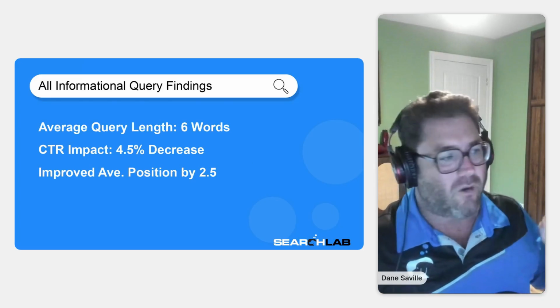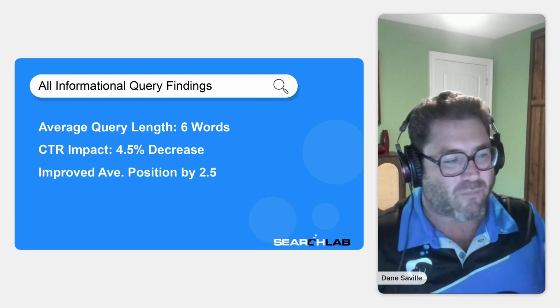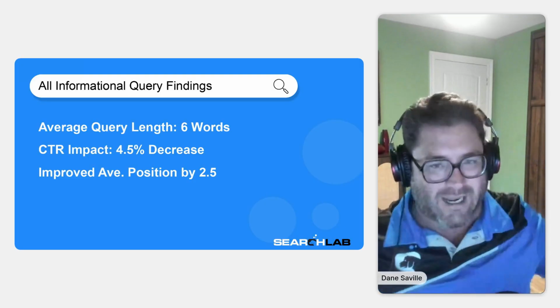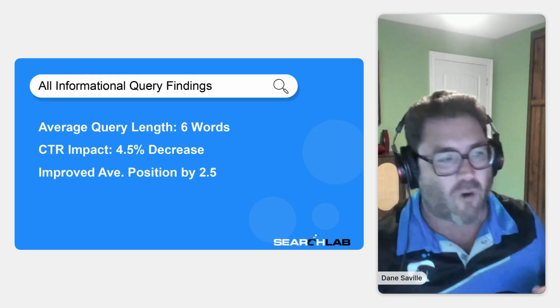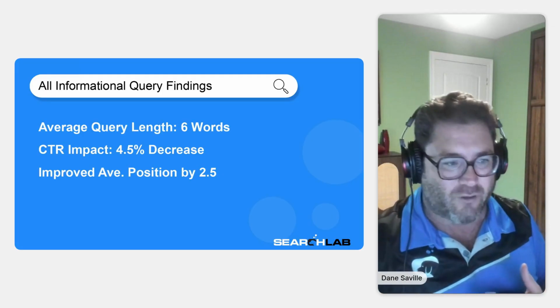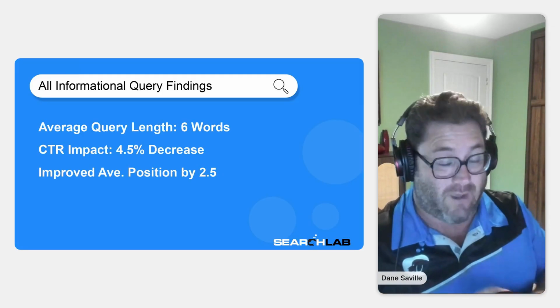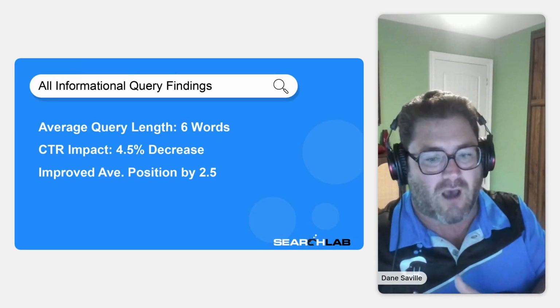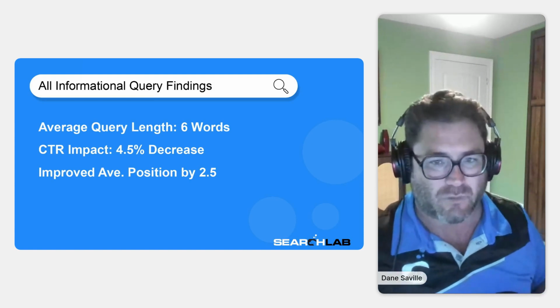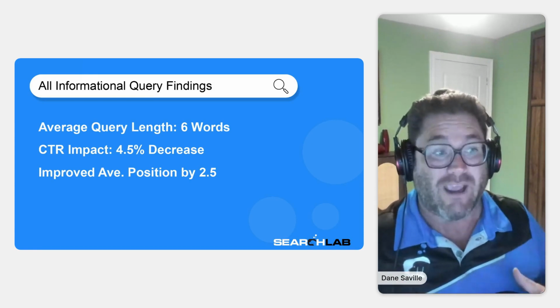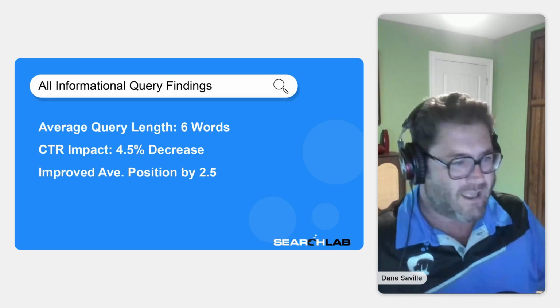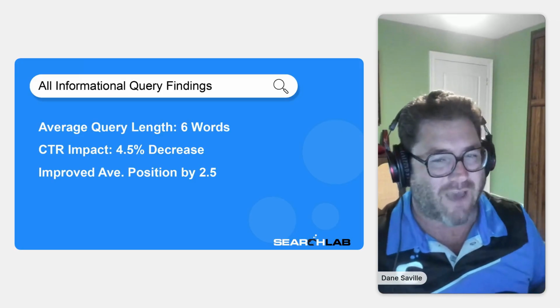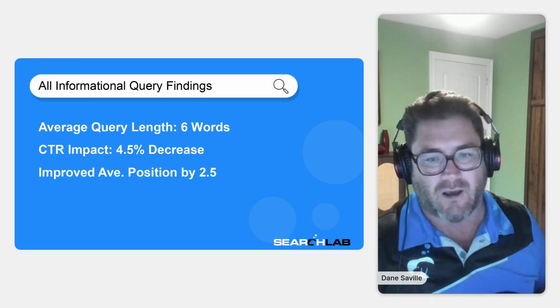But here we go. Even though the average position improved by 2.5 across the entire data set of informational searches, there was a 4.5% decrease in click-through rate. I think this aligns with what a lot of people are saying, that there's much more of an issue with click-through rate for informational searches than at any other point in that customer journey. So this confirms through data, and not just assumptions, that we're still improving average position, even though less, but we're still losing a lot of clicks.